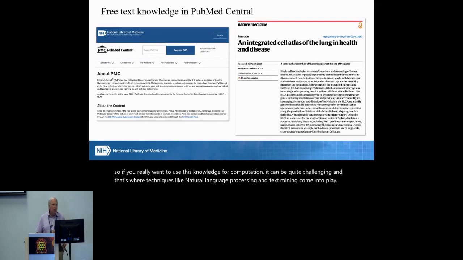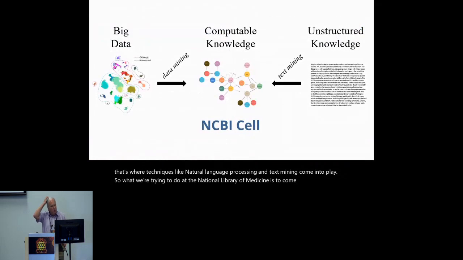So what we're trying to do at the National Library of Medicine is to come up with strategies that allow us to bring together the data and the unstructured knowledge into a form of computable knowledge, in this case in the form of a semantic knowledge graph. That will allow us to combine data mining and text mining to build a knowledge resource. And the example that I'm going to provide today is efforts that we've embarked on to build a cell phenotype knowledge base that we're tentatively calling NCBI Cell.